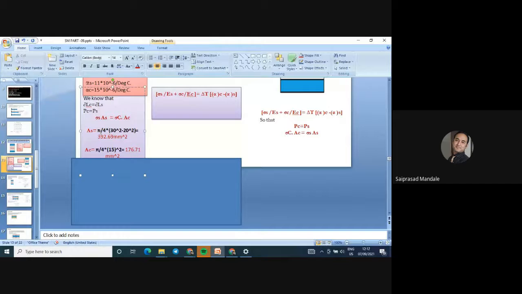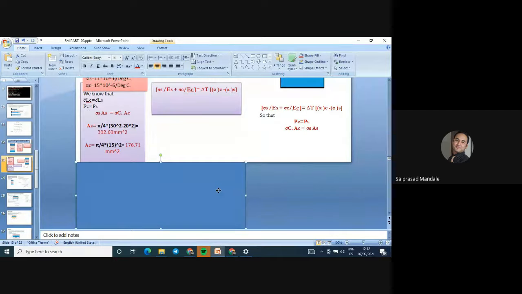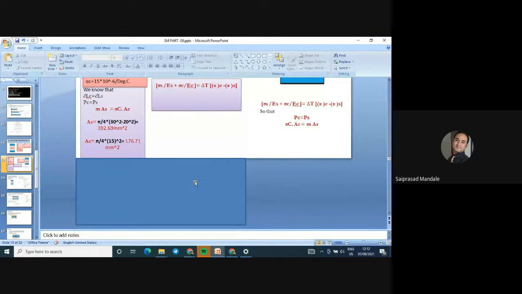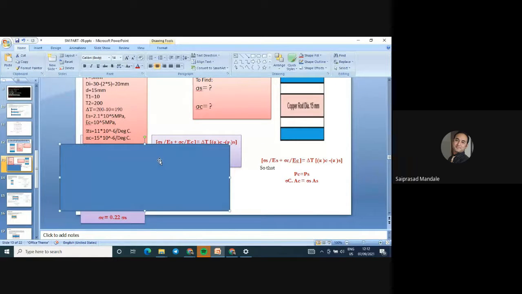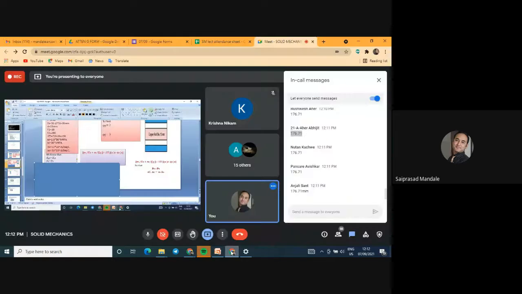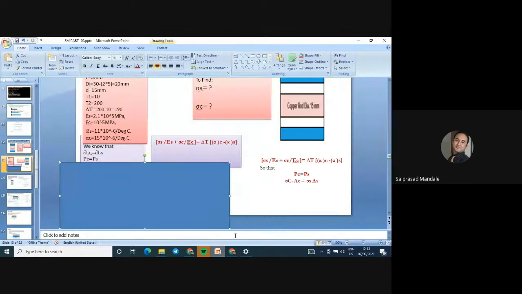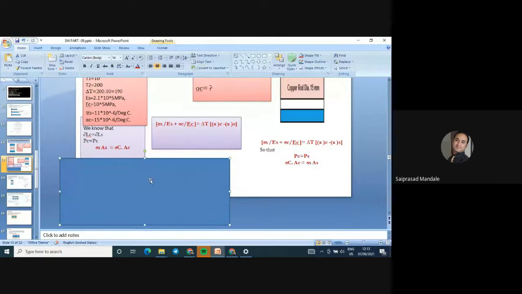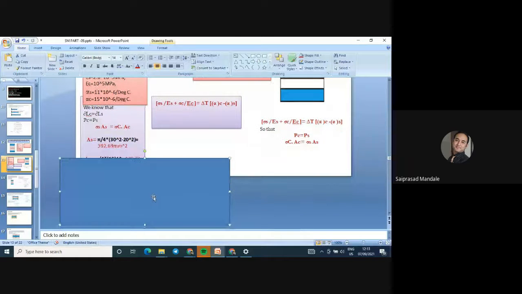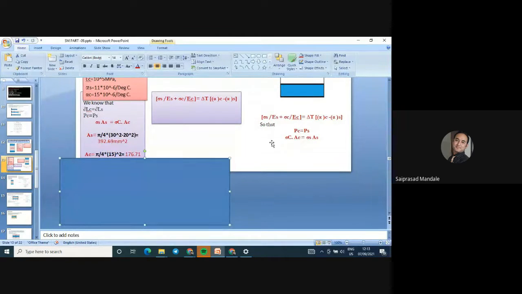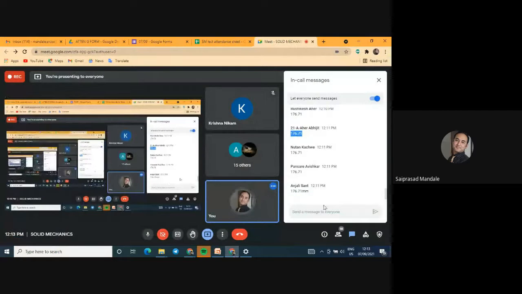Pick the value of both AS and AC, put them in, and tell me the relationship between AC and sigma c. Fast. You have to put the values of both areas in that equation only. Finish. Easy. Sigma c is equal to what? How much is sigma s? Be fast.